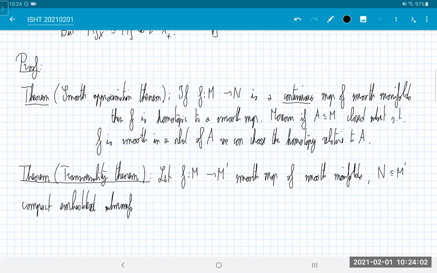submanifold. And just to be clear, if M prime and N have boundary, which will be the case in a step of the proof, I'm asking that N is embedded neatly. That is to say that the boundary of N is on the boundary of M prime. So let me write neatly embedded. Remember, we defined what neatly means last time. It means that near the points of the boundary, it's just the embedding of a half subspace into a half space.